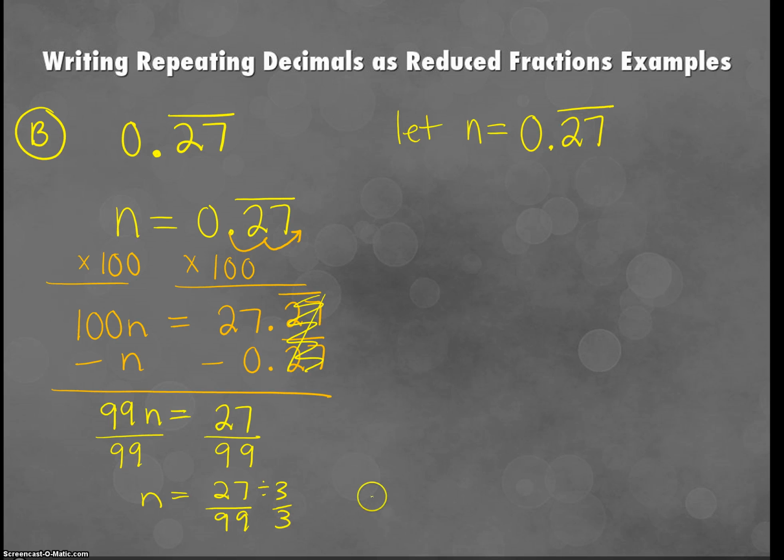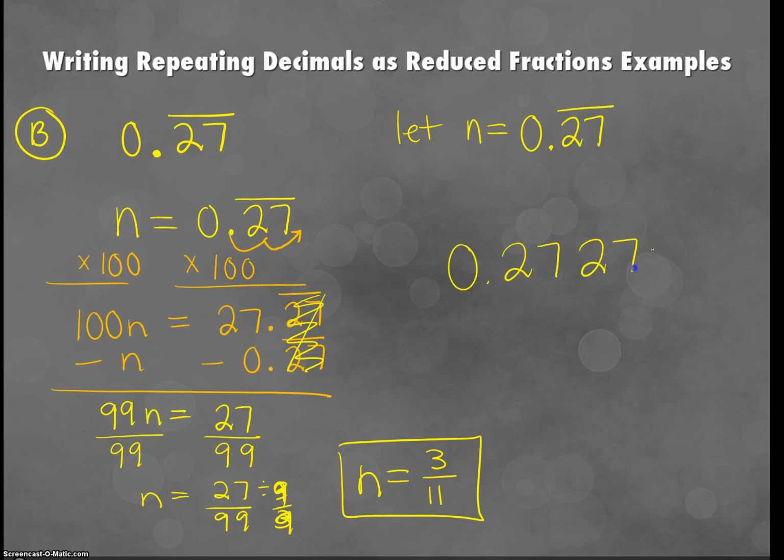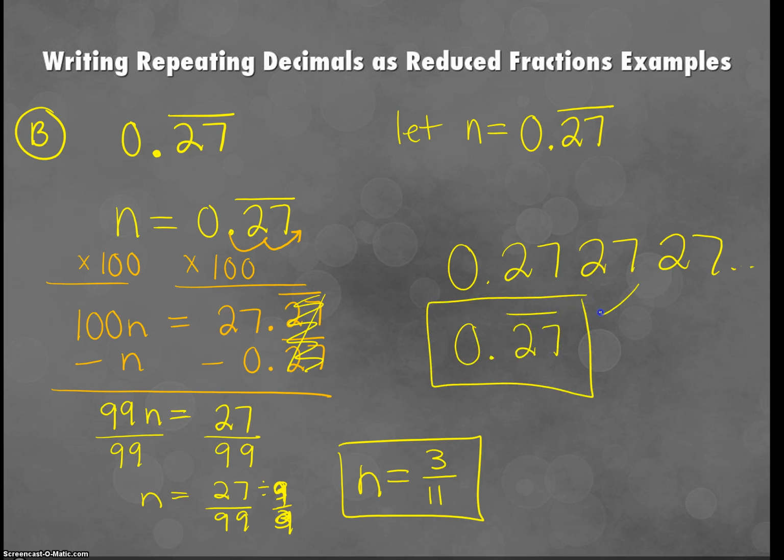They're both divisible by 9. There we go. n is equal to 3 over 11. Now go ahead and check it in your calculator, and you'll see in your calculator it says 0.272727, continued on. If a calculator could write bar notation, I would know that I got it correct, because that is equivalent. Let's do the next example, a little bit harder.